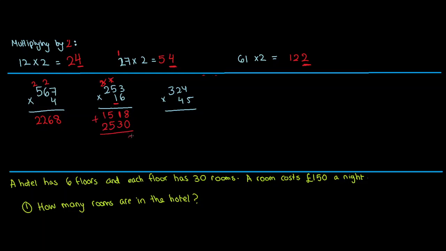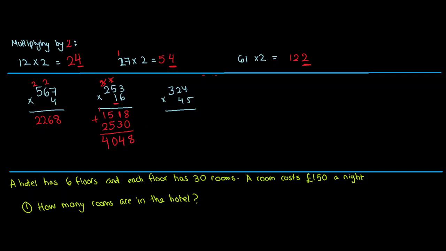8 plus 0 is 8, 3 plus 1 is 4, 5 plus 5 is 10, and then 2 plus 1 is 3, and then plus another 1, that is 4. So our answer is 4,048. One last example here.